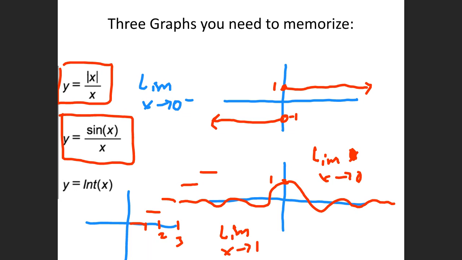0? Disagree with that. Okay, and the reason is, when you come from the left to 1, it's 0. When you come from the right, it's 1, so it does not exist.